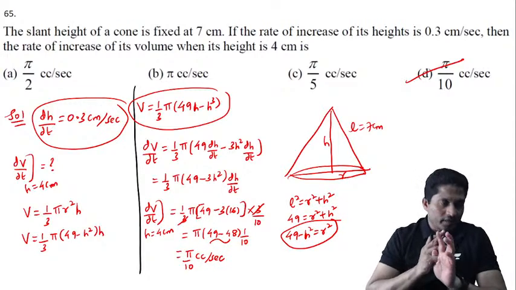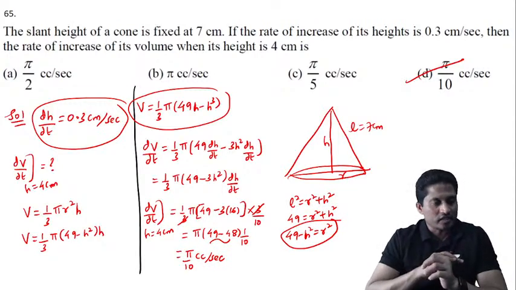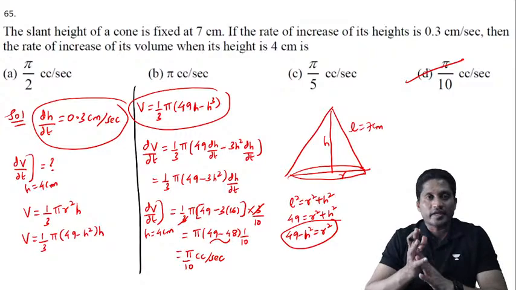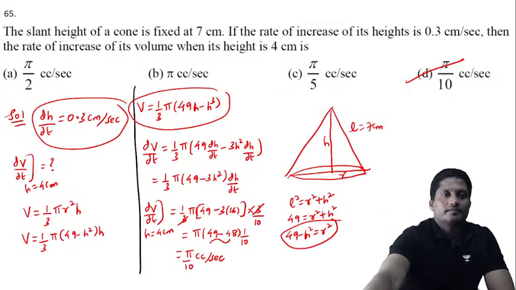Right. So it is a COMEDK question, guys. Question on conic sections, questions on rate of change. All right. Good question.